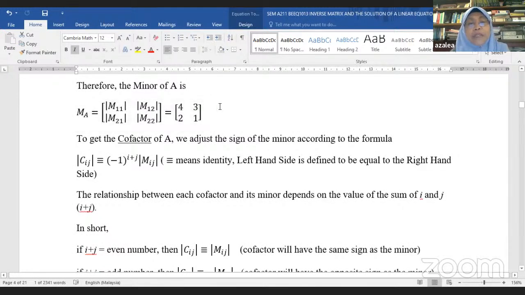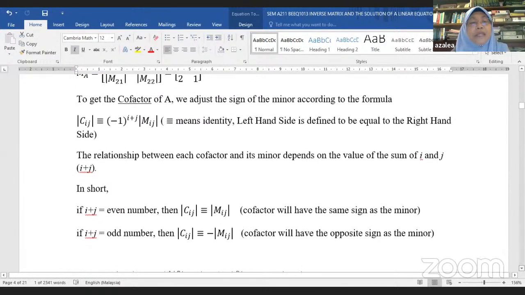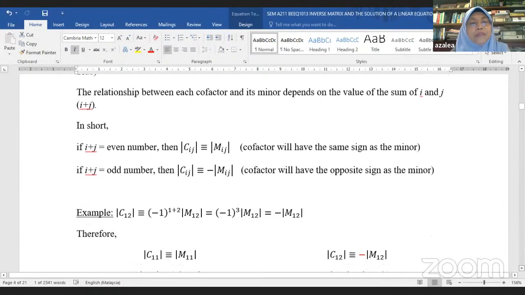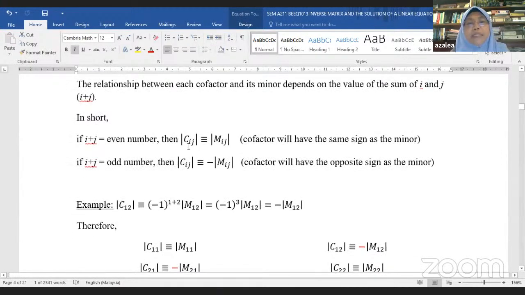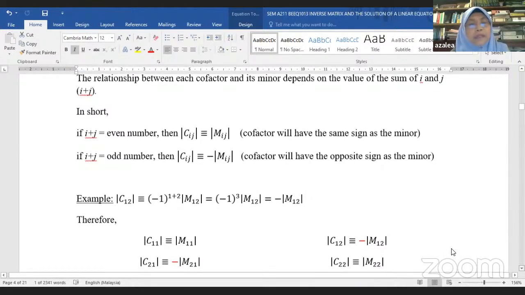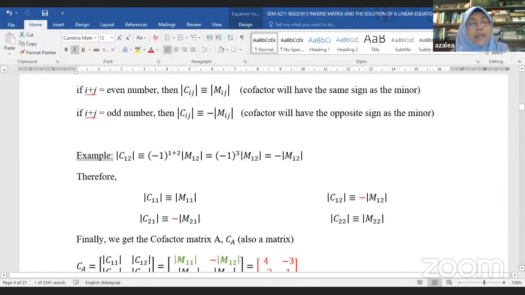But we don't want the minor, we need the cofactor. To find the cofactor, we adjust the sign of the minor according to this formula. The relationship between each cofactor and minor will depend on the value of the sum of i and j. If i plus j is an even number, then the cofactor will have the same sign as the minor. On the other hand, if i plus j is an odd number, then the cofactor will take the opposite sign of the minor. So for example, for C12, cofactor is actually a matrix also.